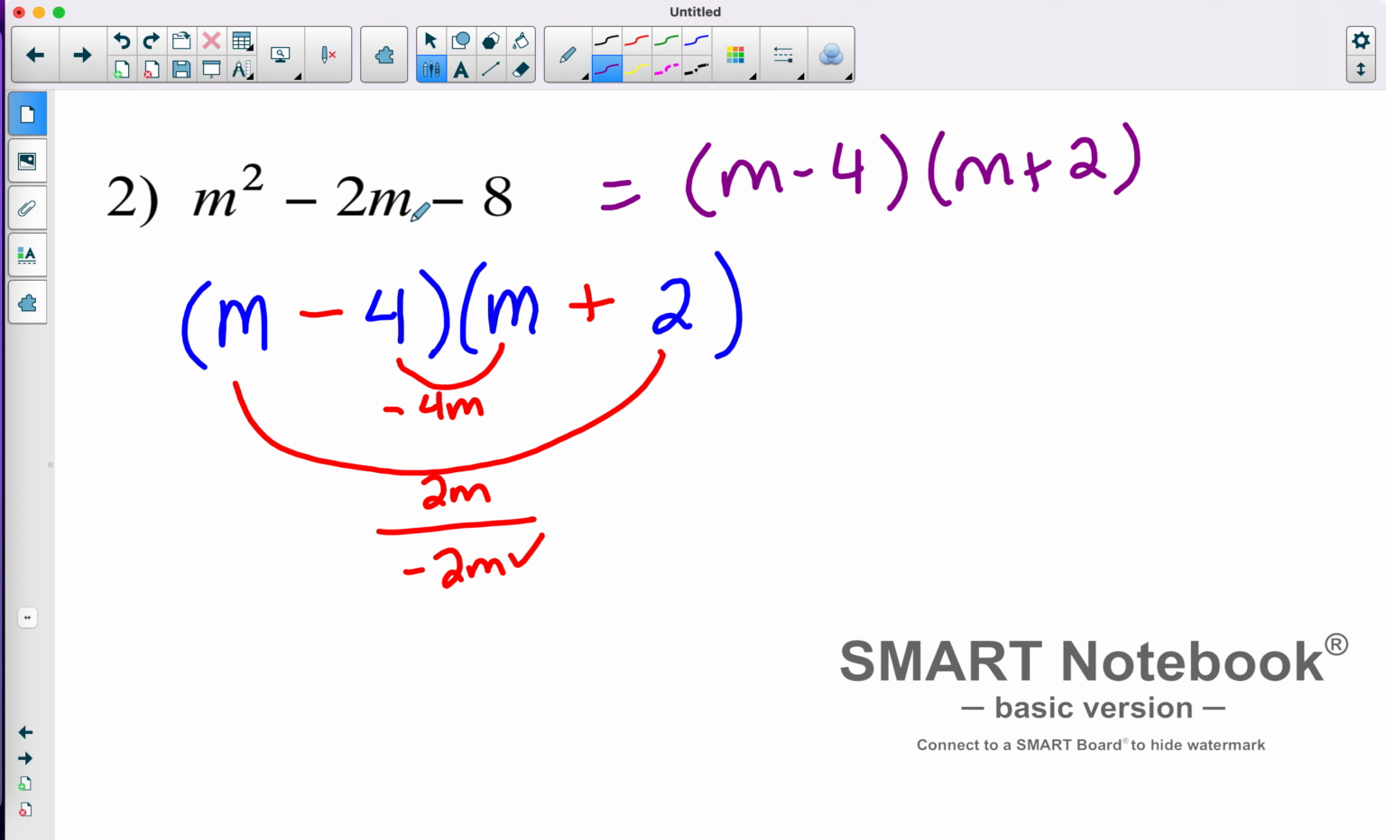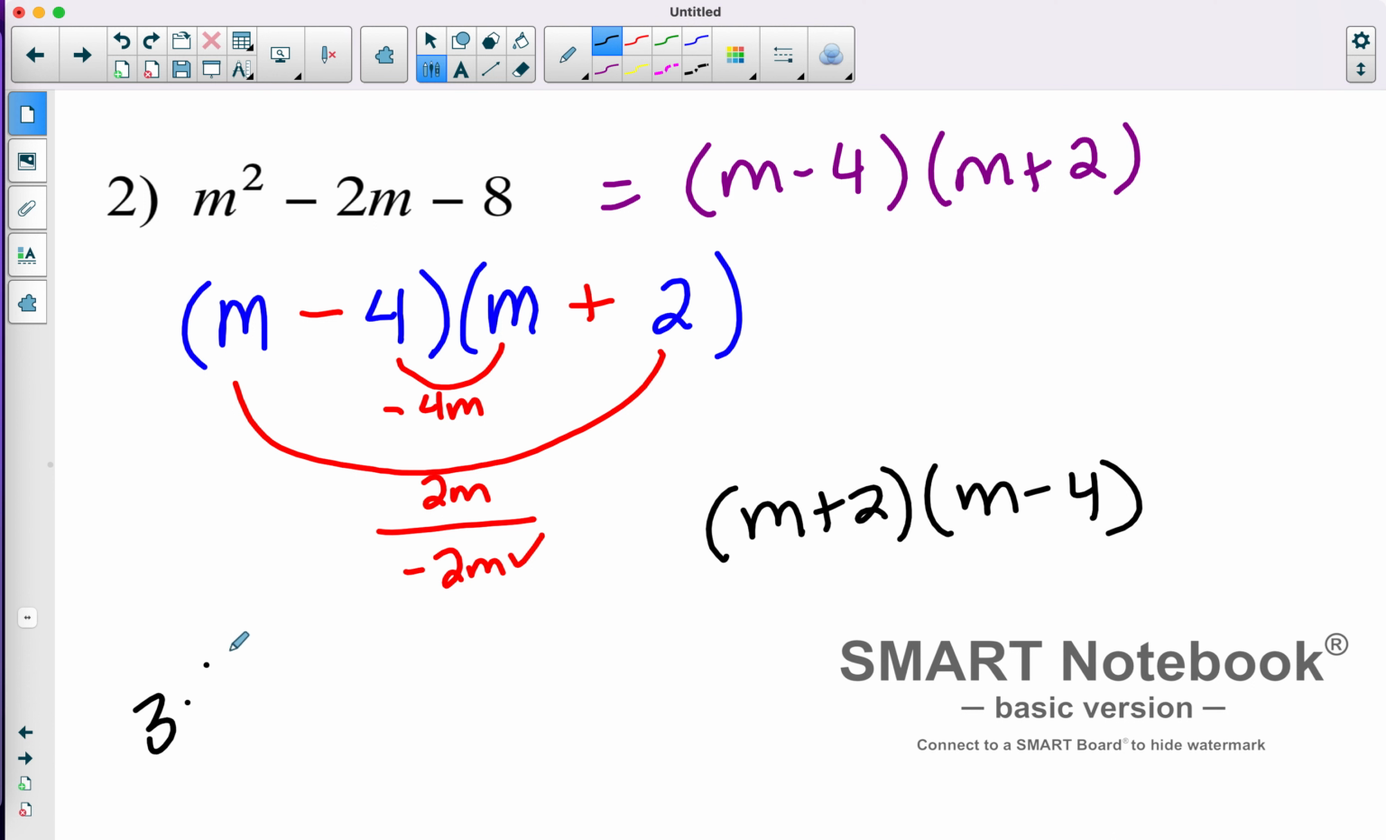And oftentimes you'll be checking yours, or you might be doing it with a friend and they do it slightly different. So m plus 2 times m minus 4 is the exact same thing, because the multiplication property is commutative. I can multiply two things, so if I said 3 times 5, that's the same thing as 5 times 3. So I can swap the order of that multiplication. So these two things are equivalent.